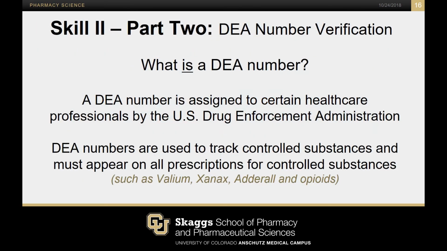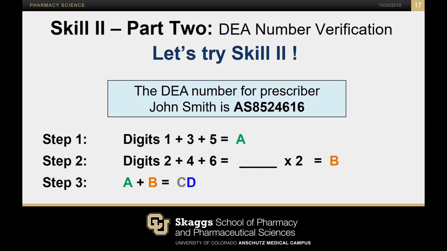The second part of the skill is the DEA number verification. DEA numbers are assigned by the Drug Enforcement Administration and are used to track controlled substances. There is a method that we're going to use to determine if the DEA number is valid. Step 1 is to verify the second letter of the prescriber's DEA number corresponds to the provider's first letter of their last name. So our prescriber is Smith, so the second letter should be an S.